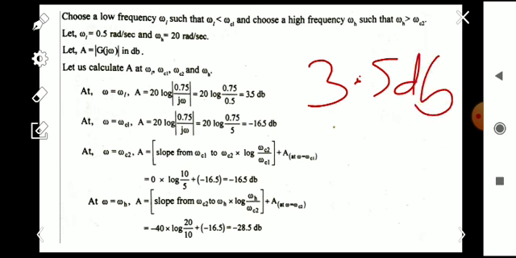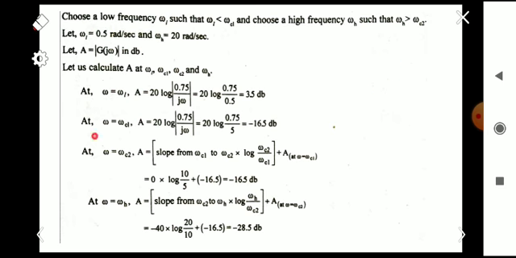Okay, and we have to find the corresponding gain for the second frequency also, that is here the frequency is omega C1, that is 5. We have to use the same equation for the first 2 frequencies. The equation is the same, that is 20 log mod 0.75 by j omega, so we will get minus 16.5 decibel.